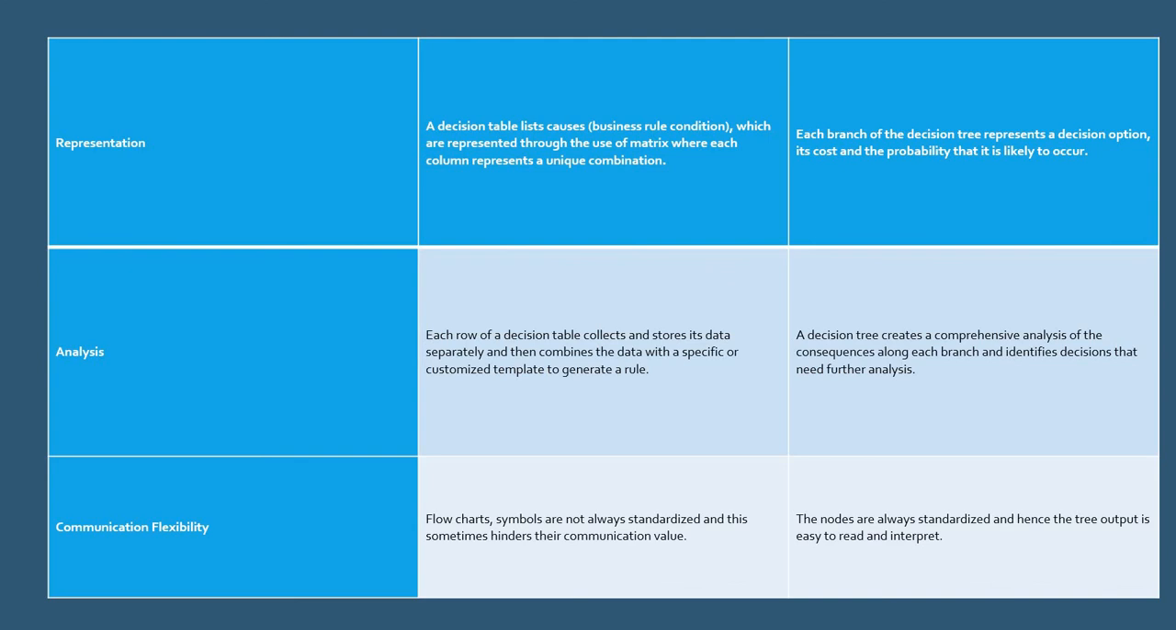Under the condition of communication flexibility, decision tables have flowchart symbols that are not always standardized, and this sometimes hinders the communication value. Whereas the nodes in a decision tree are always standardized and hence the tree output is easy to read and interpret.